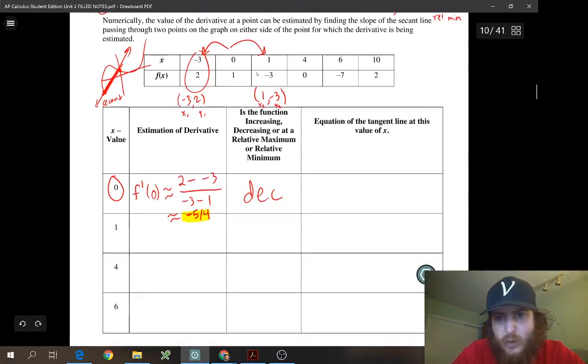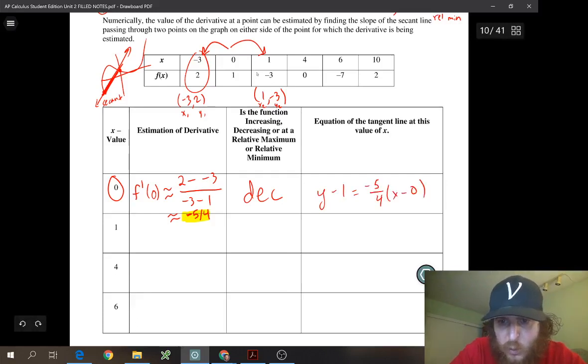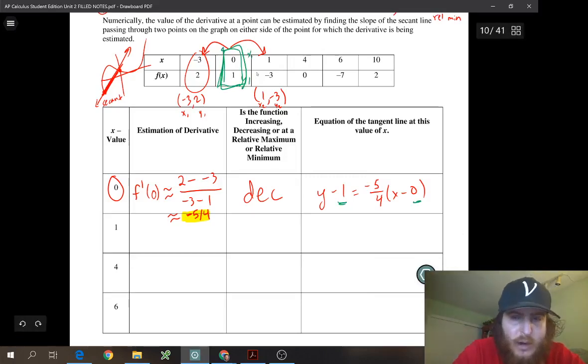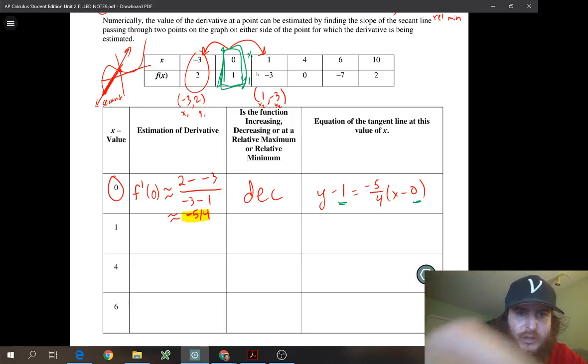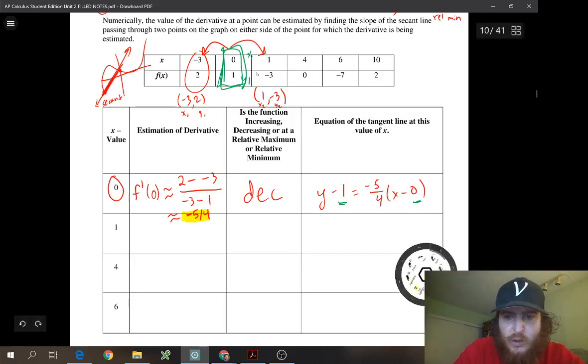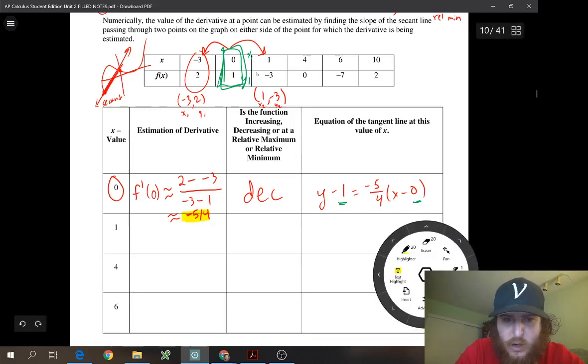Okay, and so an equation of the tangent line here, we could write this as y minus 1 equals -5/4 times x minus 0. And the reason I got the 0 and the 1 is that we're going at x equals 0. This is the x1 and the y1 that we're using. So that's the actual value at our point, right? We used the points around it to estimate our slope. Okay, so let's go ahead and do this exact same process, but for 1.